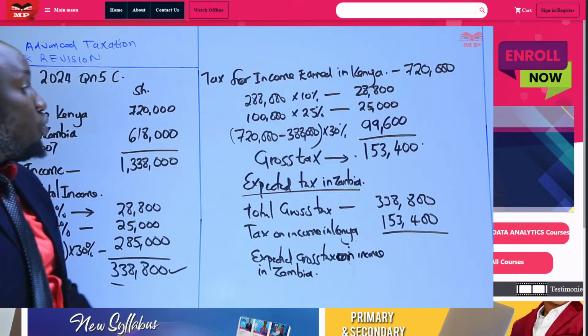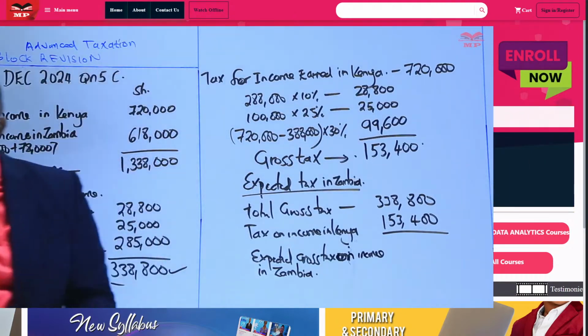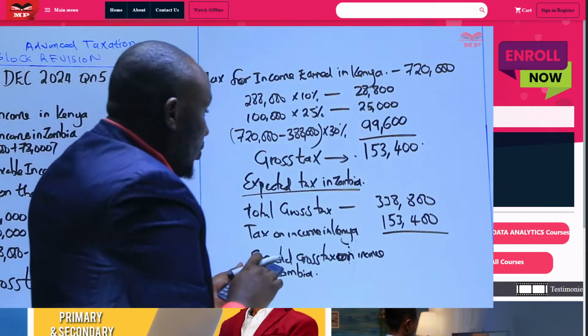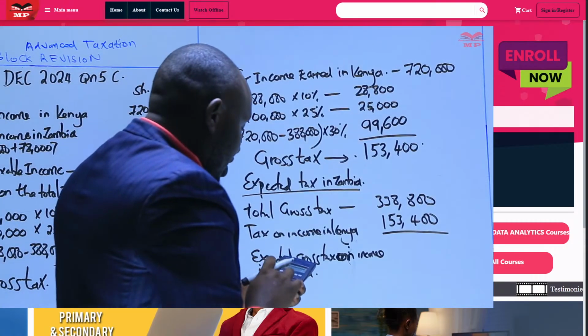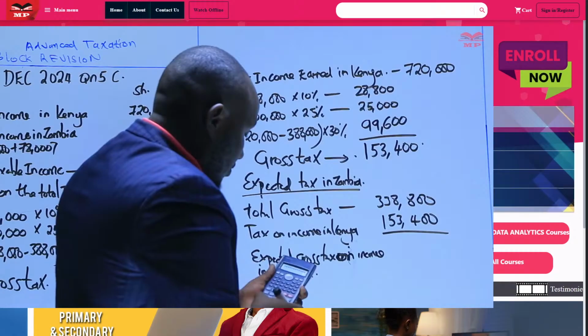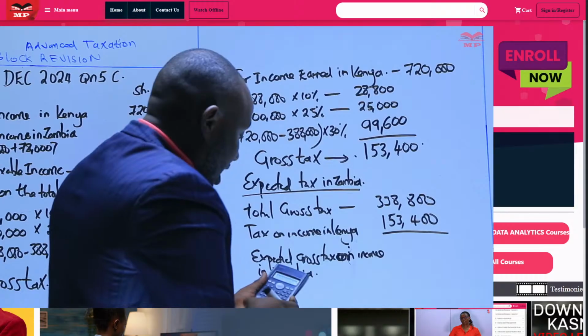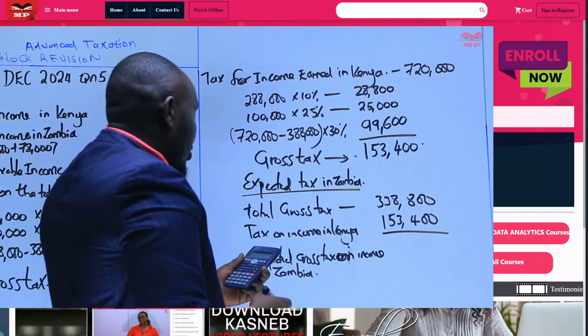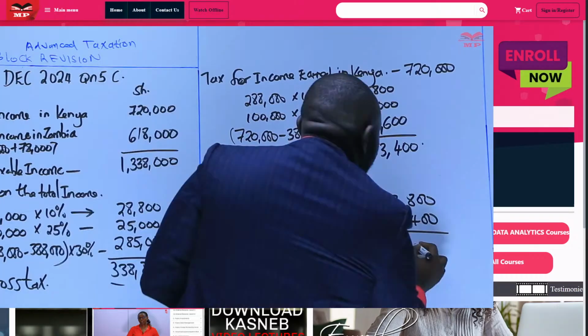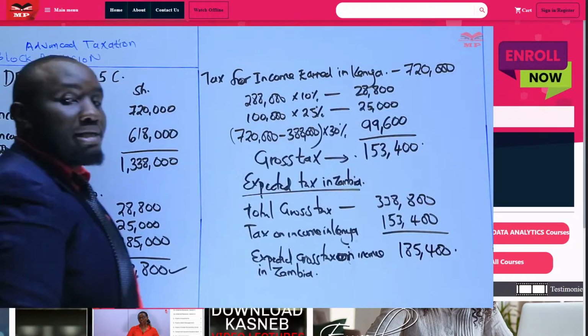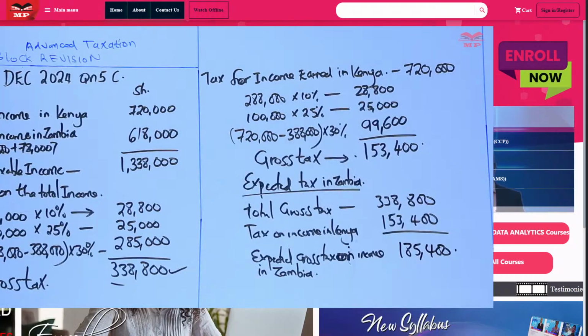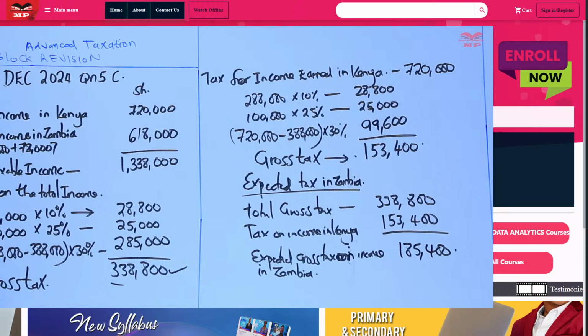Why do you say gross? Because we have not less the personal relief. So when you less the two, we have 185,400. So this is the expected gross tax without lessing the personal relief.